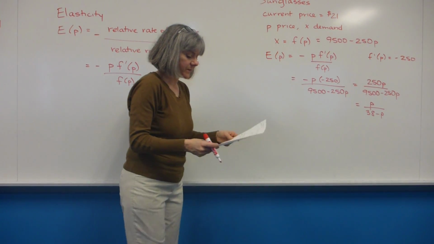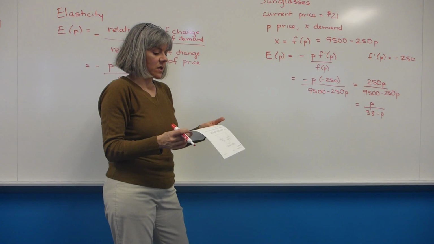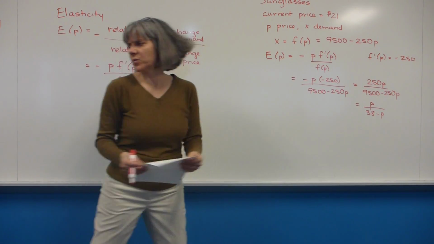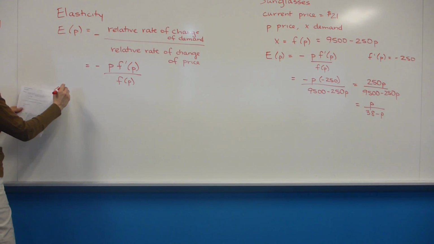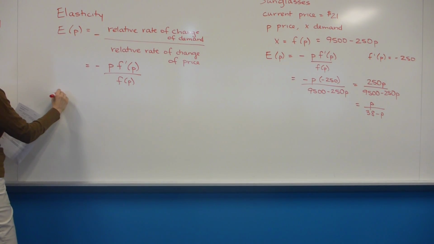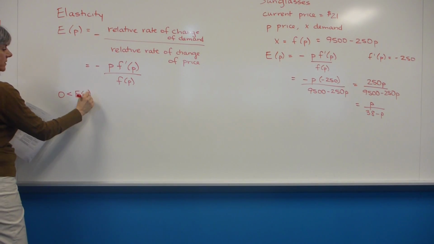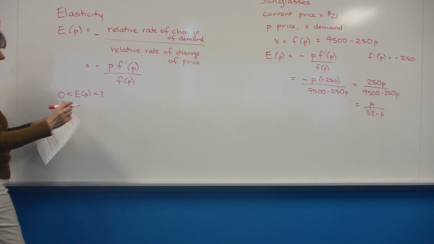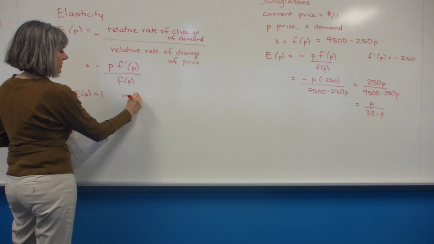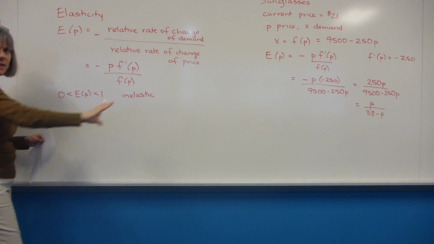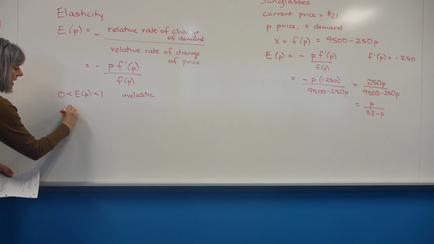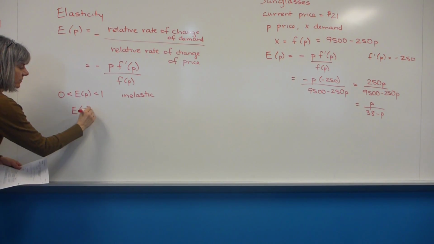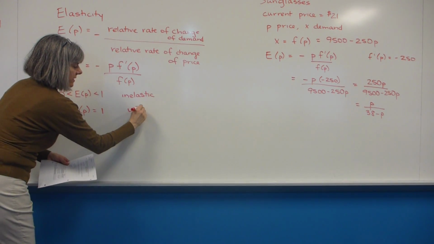All right, so here's a question. So let me define a few more things over here. So this is a table over here. And so I know this, that if E of P is between 0 and 1, we call that inelastic demand. So I'm going to write a table here. It's going to be 3 lines long. And if it's exactly equal to 1, that's called unit elasticity.